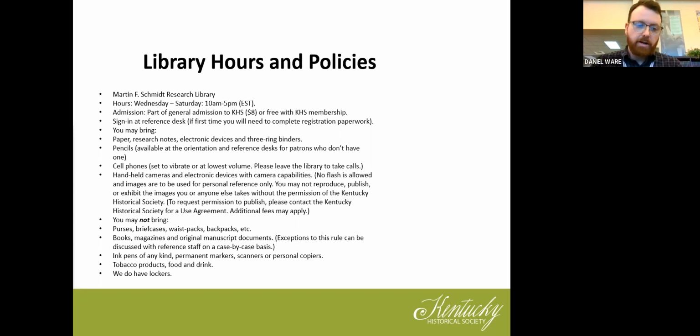What you cannot bring: typically purses, briefcases, and pretty much bags. If it's a really tiny bag, there's probably no harm. Typically books, magazines, and original manuscript documents too, but there are exceptions that you can discuss with our staff. I already talked about ink pens, permanent markers, scanners, or personal copiers. Also tobacco products, food and drink, just because you don't want to stain, spill, or make messes. But we do have lockers that you can store things in if you need to.